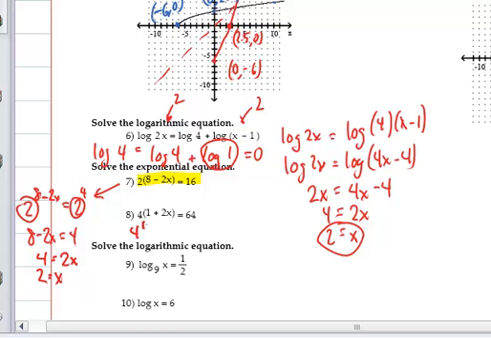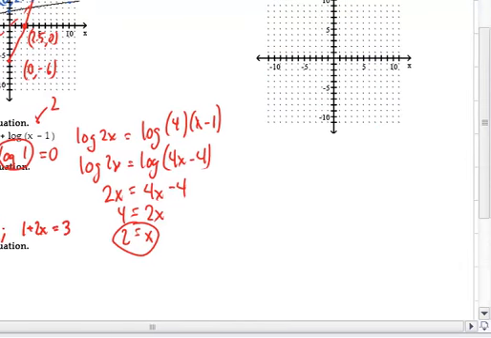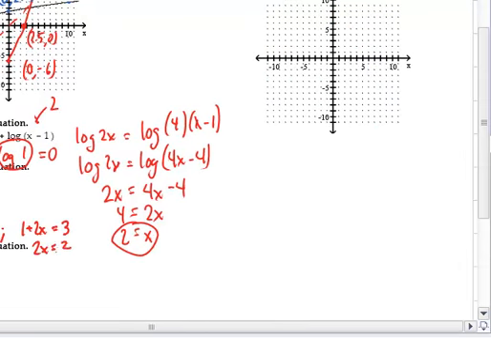other problem I have 4 to the 1 plus 2x equals 2 to the 6th. I should be 4 to the 3rd. So since I have a common base, now I can set the exponents equal. So I have 1 plus 2x equals 3, 2x equals 2, x has got to equal 1 for this problem.